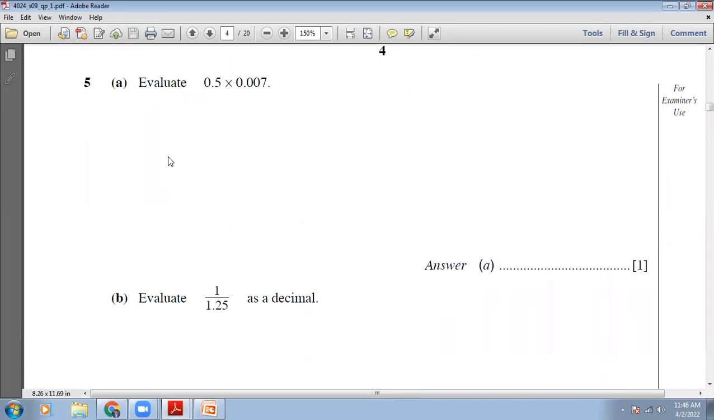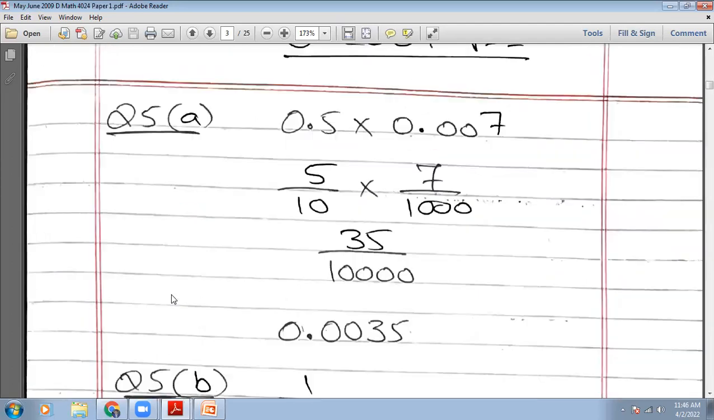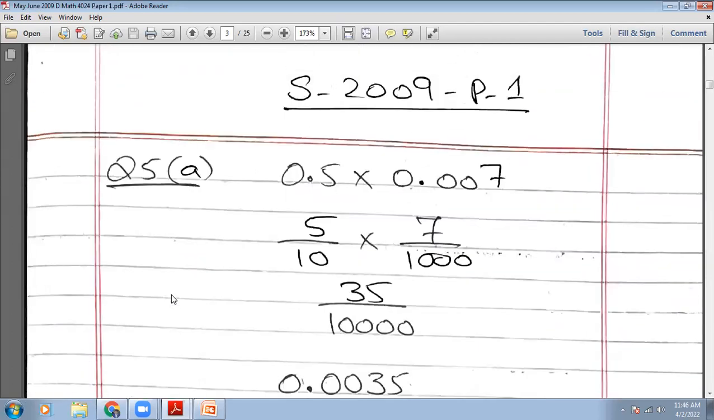Question number 5, A part. He says evaluate 0.5 multiply 0.007. So understand the technique. Learn this technique, how I do this. So I remove the decimals. So 0.5 will become 5 by 10. 0.007 will become 7 by 1000.